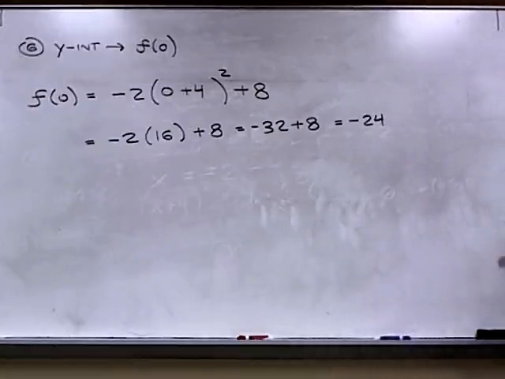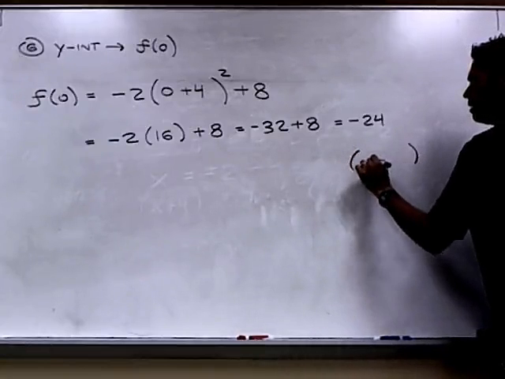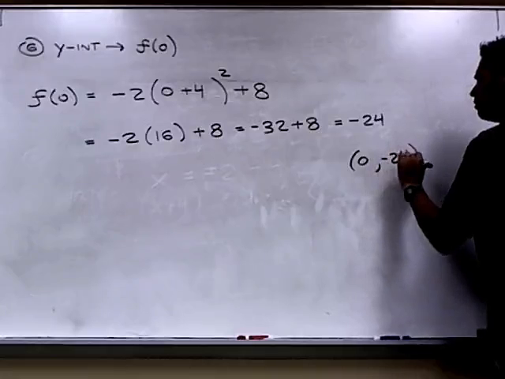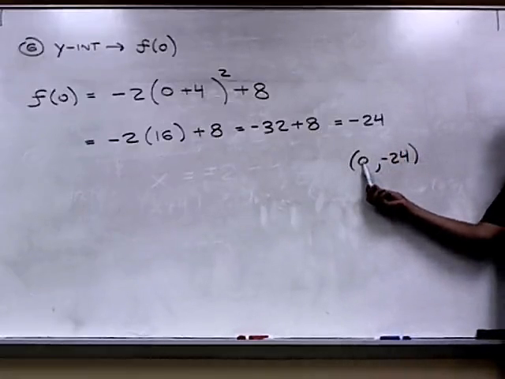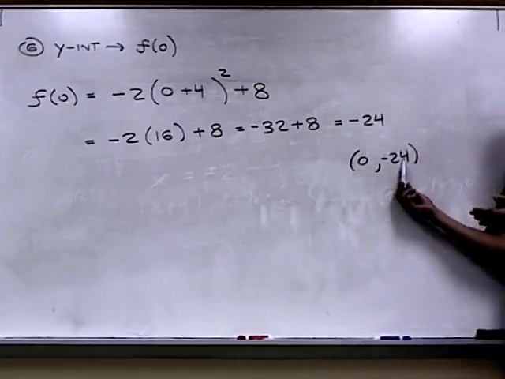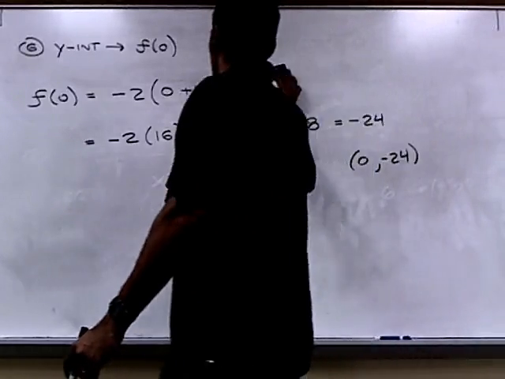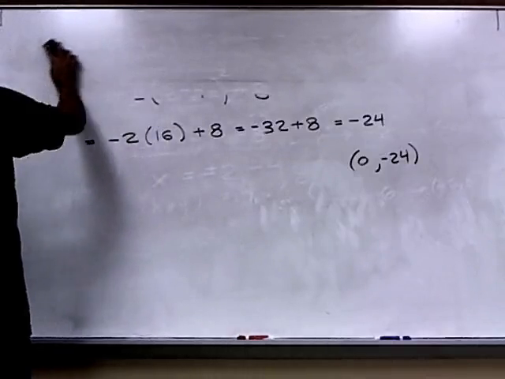And that is my y-intercept, isn't it? As a point, it would look like this: 0, negative 24. Right? We plugged in 0 for x. The function spit out negative 24. That's all the information I need, right? Now I should be able to draw a pretty accurate graph of this quadratic function. So that's part 7, is the graph.